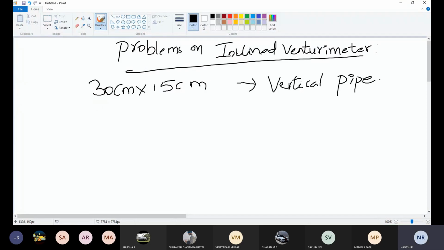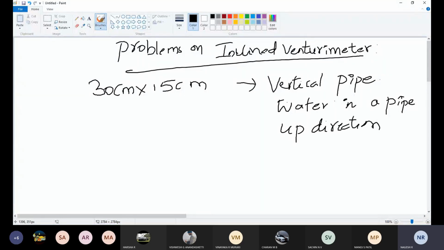It is carrying water. The second thing I need to note down is that water is flowing in a pipe, and it is flowing in the upward direction. That is another note we can make, so it is taking place in the upward direction.